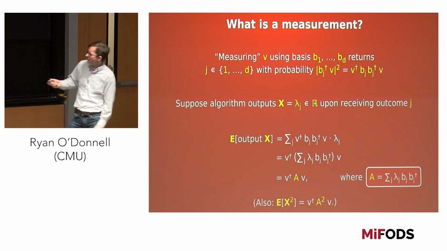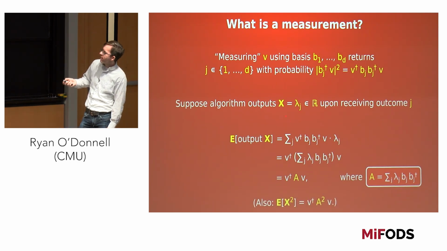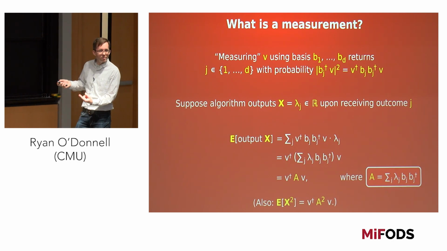I also need to mention this for later. If you look at the expected square of the output, it's the same thing with lambda squared everywhere here. It's the same thing with A squared, because the square of this matrix is the same thing with the lambda squareds.